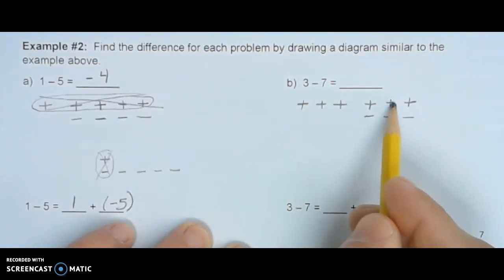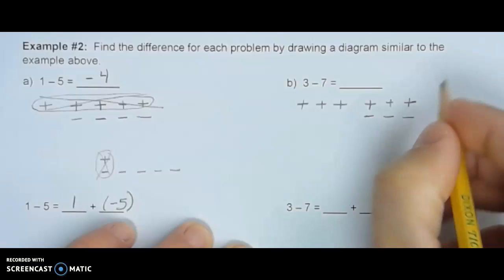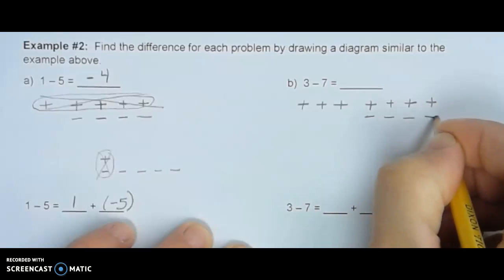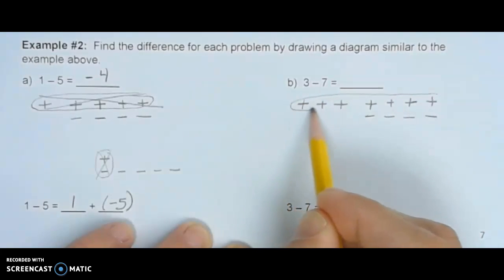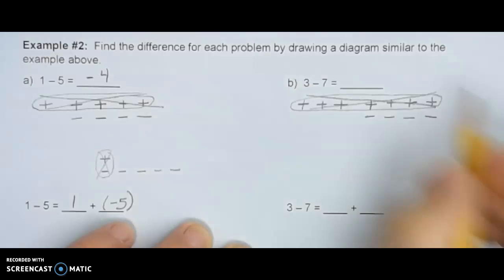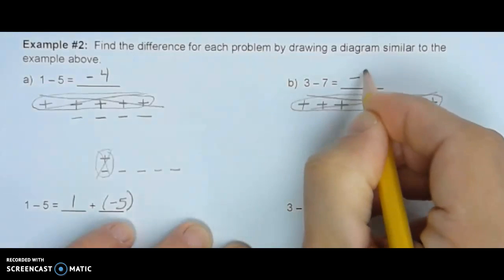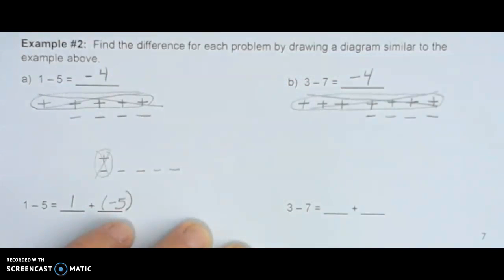1, 2, 3, 4, 5. Oh, that's only 6 positives, so I better add another 0. Okay, now I have 7 positives that I can take away. They're gone. And my result, again, is negative 4. 3 minus 7 is equal to negative 4.